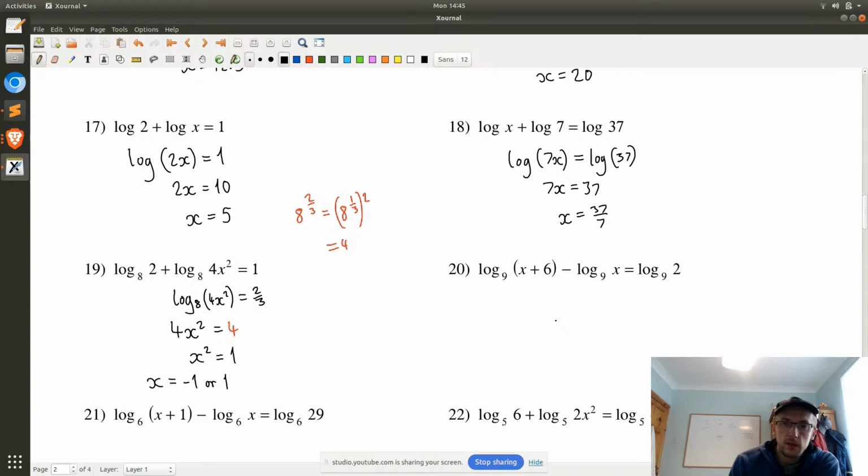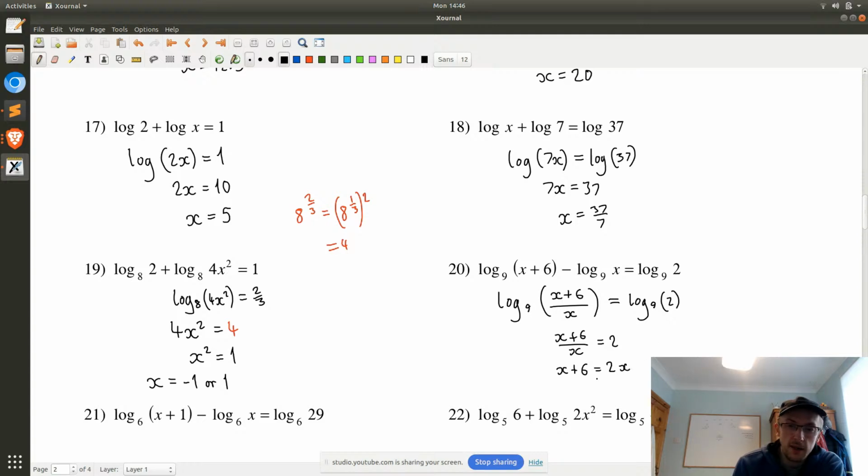Right, now this one. Okay, so it's like division. So log base 9 of (x add 6) all over x equals log base 9 of 2. Raise 9 to the power of both sides, so (x add 6) over x equals 2. Times both sides by x, so x add 6 is 2x. And then that means that x must be just like 6 itself.